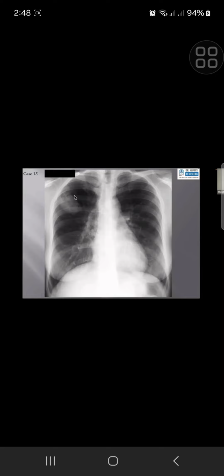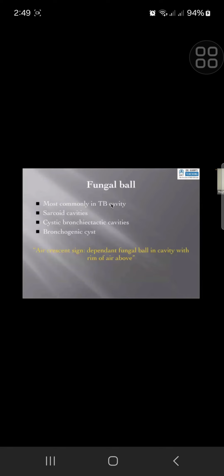So that's the fungal ball, a mycetoma in a cavity. Most commonly, these appear in TB cavities, but it can also happen in sarcoid cavities, cystic bronchiectasis cavities, and so on. That's the CT showing the same air crescent sign. The air crescent is a dependent fungal ball in a cavity with a rim of air above.